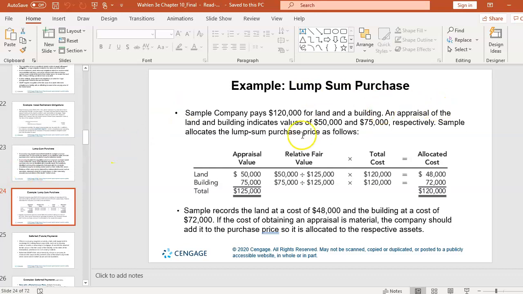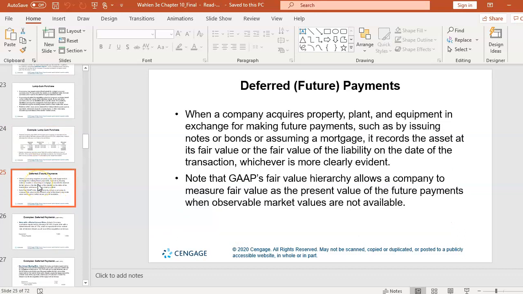And it says here an appraisal of land and building indicates values of 50,000 and 75,000. So, an independent appraisal said one's worth 50, one's worth 75. We paid 120 for them both together. And so we just do an allocation based on that value. 50 plus 75 is the 125. And we basically then say land's worth 48 on our balance sheet and building's worth 72 on our balance sheet. And then we, of course, depreciate the building, but we do not depreciate the land.